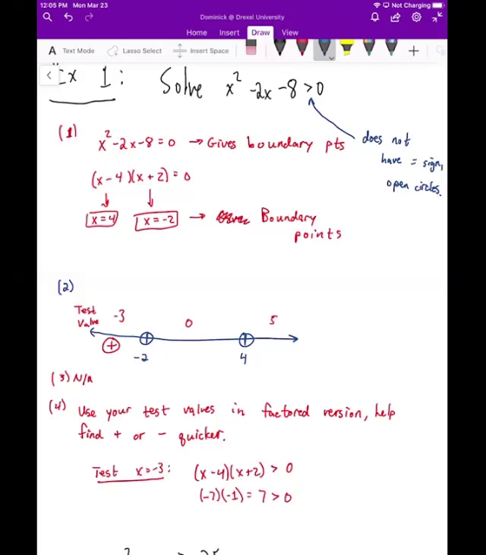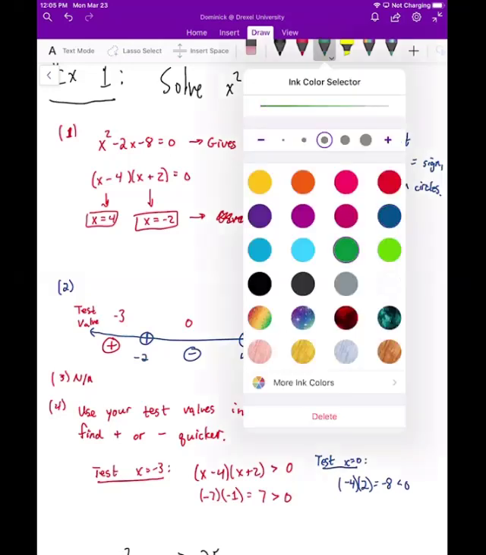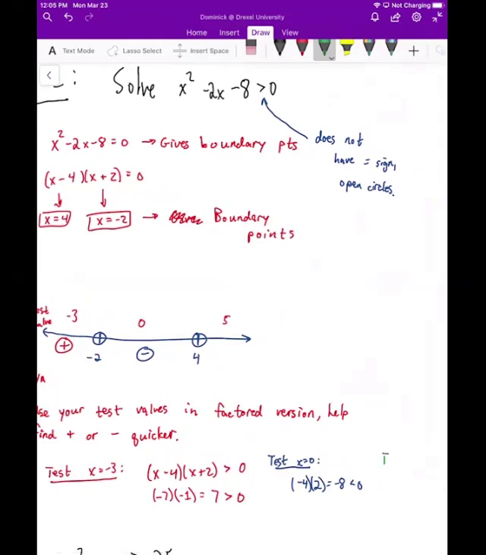Now, we can do a similar thing for 0. If we plug in 0, we get a -4 times a +2, which is -8, which is less than 0. So we will ultimately not include that in our final answer. And last but not least, we can test x equal to 5. Then we get a 1 times a 7, which is +7, which is of course positive. So we will include that.